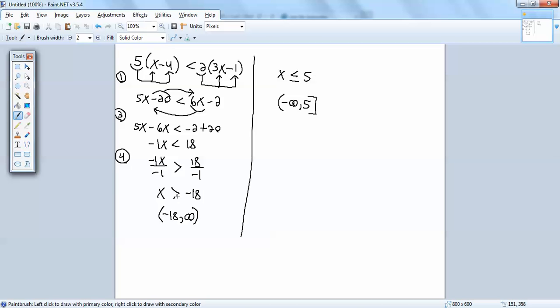So that's the two types you'll have. You'll have a greater than of some sort, which goes to positive infinity. You'll have a less than that goes to negative infinity.